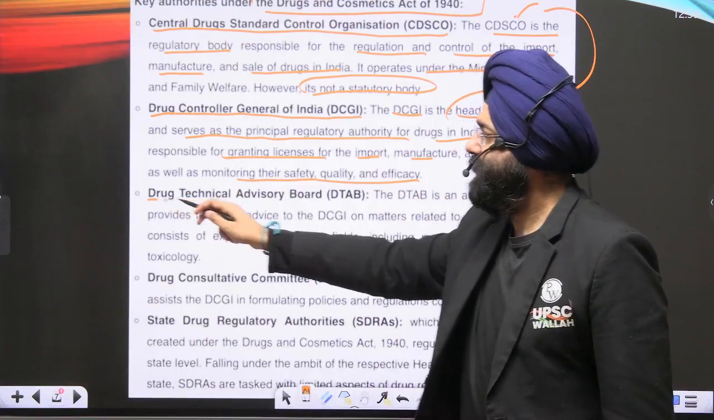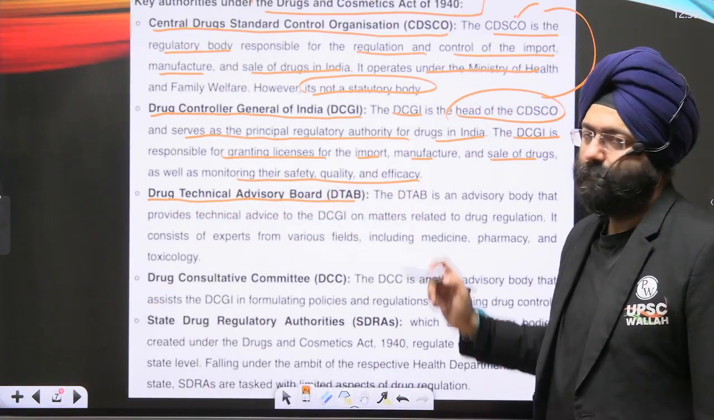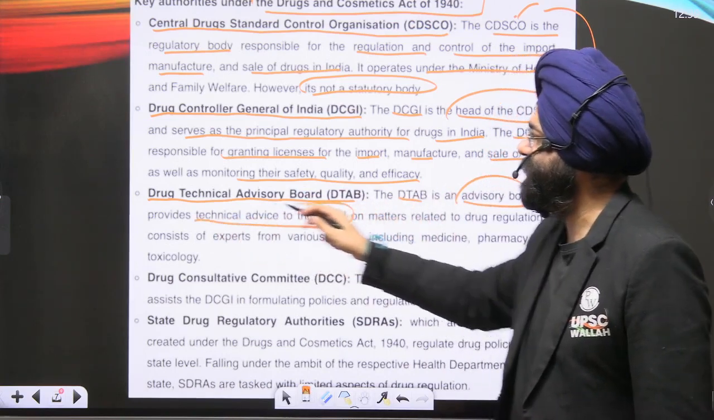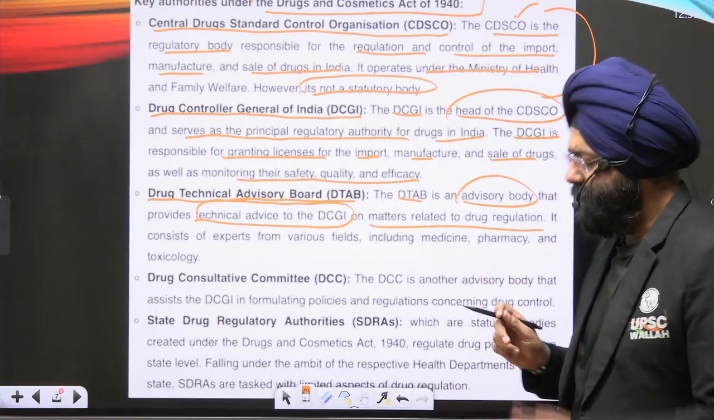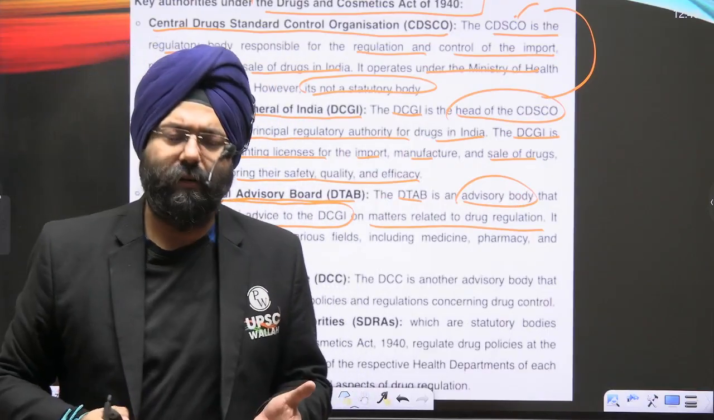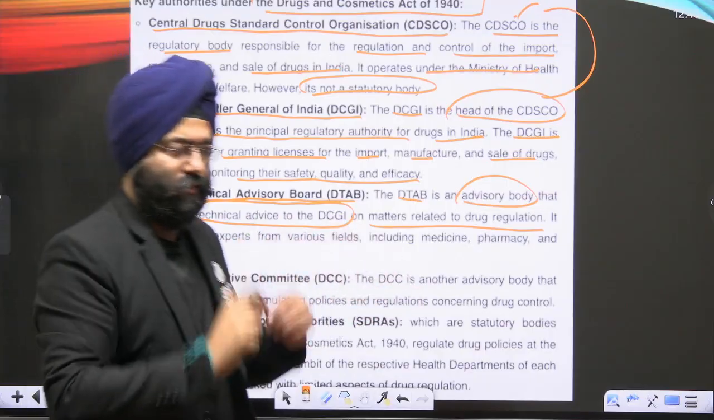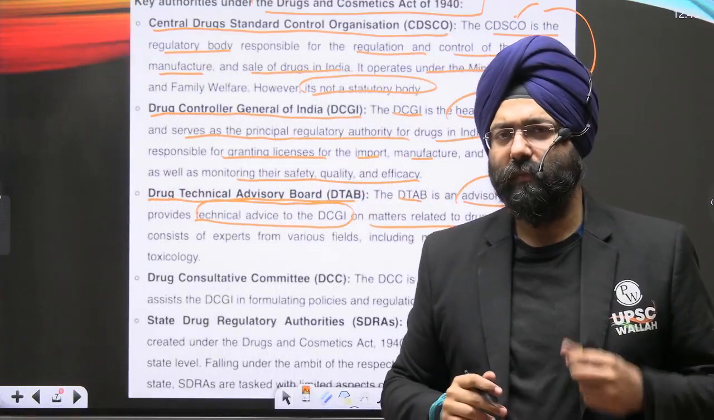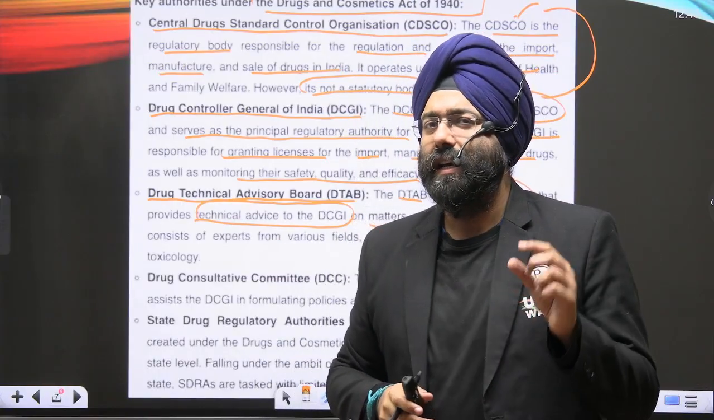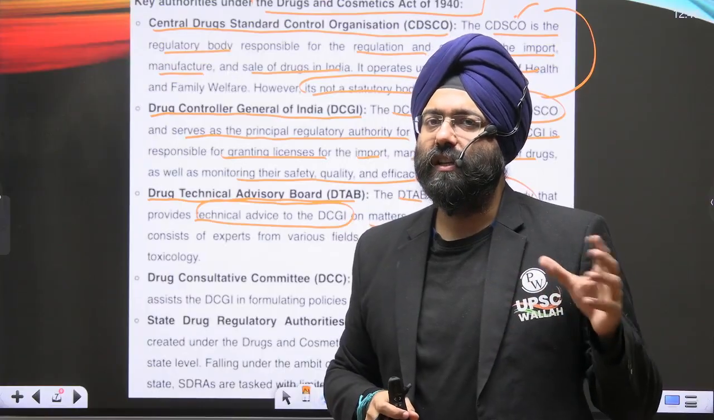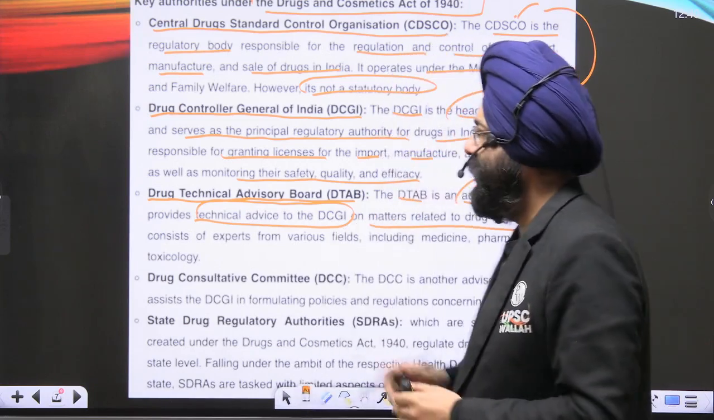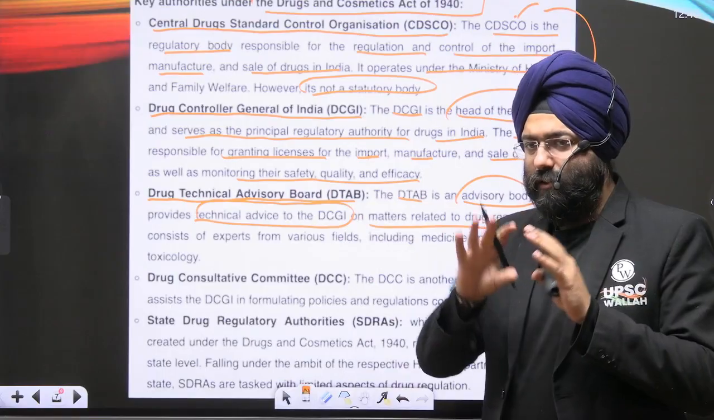Next, Drug Technical Advisory Board, DTAB. This DTAB is an advisory body that provides technical assistance to the DCGI on matters related to drug regulation. Please understand, the Drug Controller General of India might be a very technical person, or might not be. He might be an IAS officer, or he can be a doctor for that matter. There is a possibility that certain technical aspects associated with the drugs being dealt with might not be very clear to the DCGI. In that case, they have this advisory board which looks at all the technical dimensions.